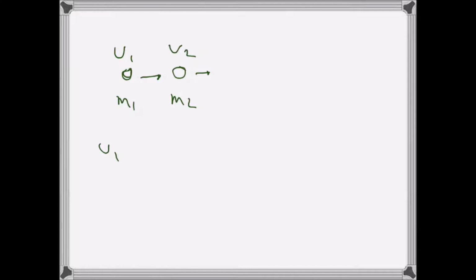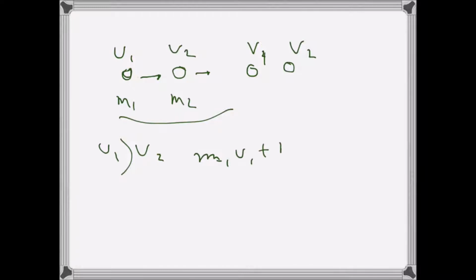We are assuming that u1 is greater than u2, so at one point they will collide and they will gain new velocities. Let's say after the collision the velocity is v1 and v2. So the total momentum of the system before the collision is m1 u1 plus m2 u2. Conservation of momentum states that this will be equal to m1 v1 plus m2 v2.